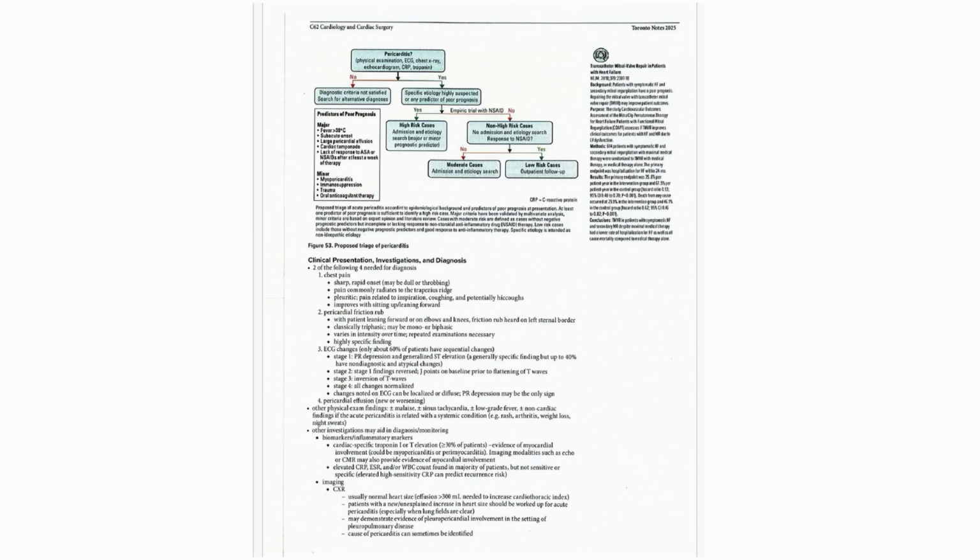Predictors of poor prognosis. The figure divides predictors into major and minor risk factors. Major predictors are strongly associated with complications. They include fever greater than 38 degrees Celsius, subacute onset, large pericardial effusion, cardiac tamponade, and lack of response to aspirin or NSAIDs after at least 1 week of therapy. Patients with any of these findings are considered high risk.